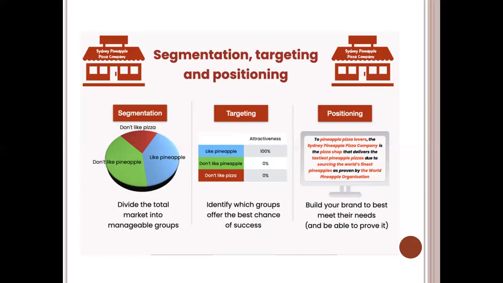That's why this company is targeting only the pineapple pizza lovers. That's why it is the Sydney Pineapple Pizza Company. So next we have some benefits of segmenting and targeting markets. We have a process that can help an organization do the following.